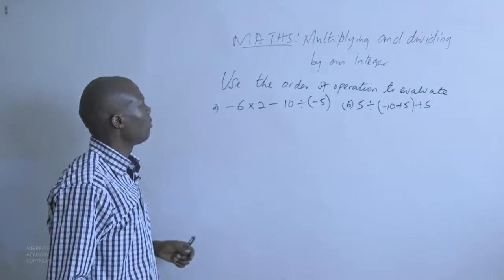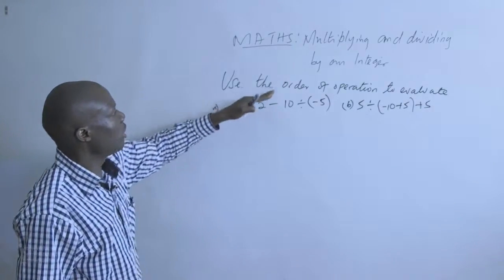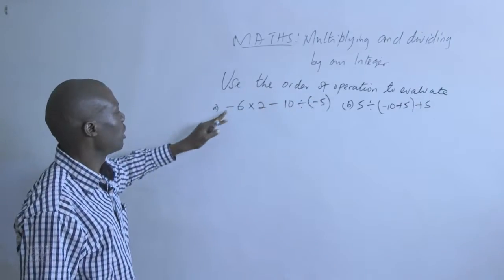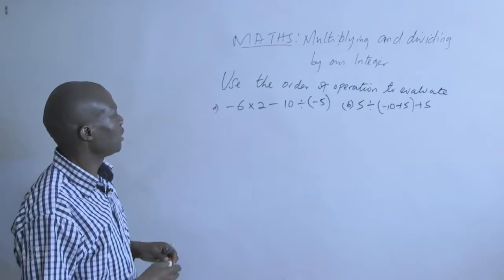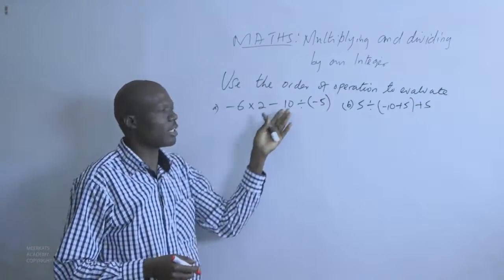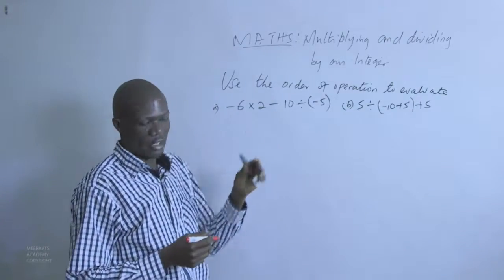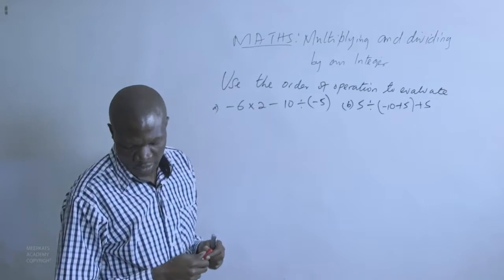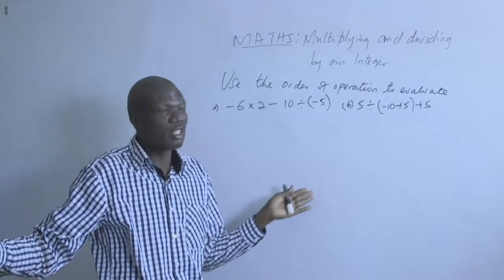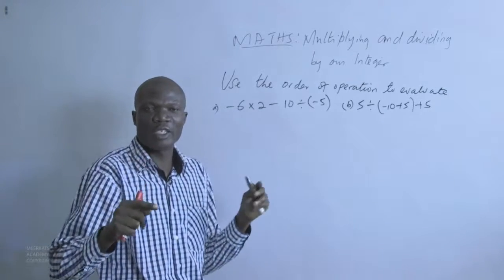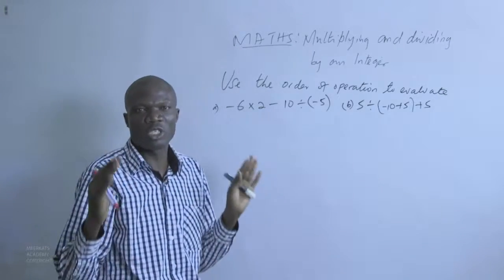We have two problems here. Use the order of operations to evaluate negative 6 times 2 minus 10 divided by negative 5. For the first one, we don't have brackets, so we shall not deal with brackets. They are not there. So we move to the second step, multiplication and division, starting from the left.